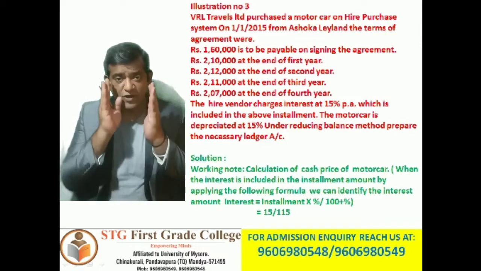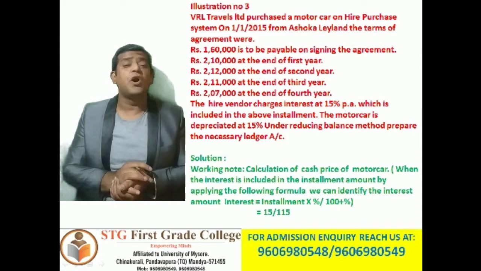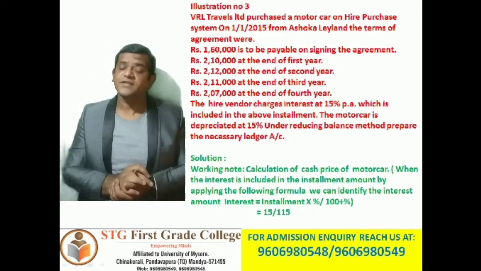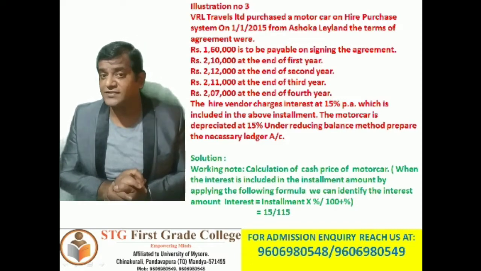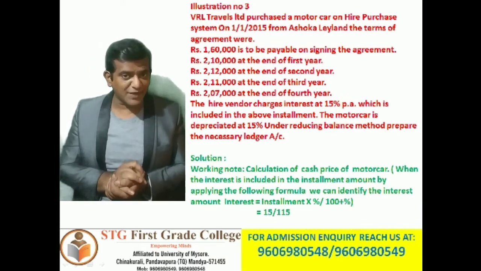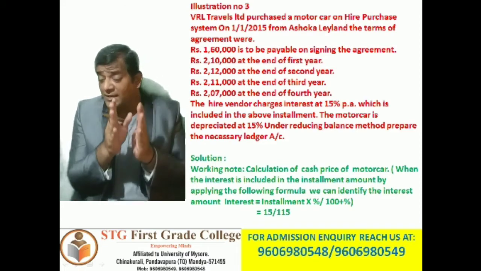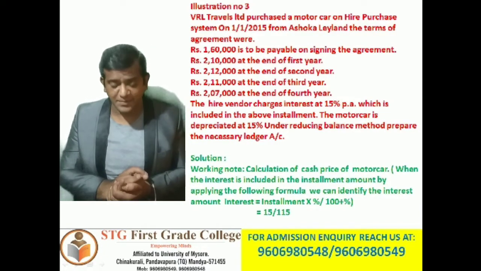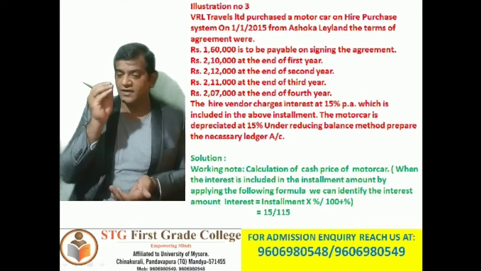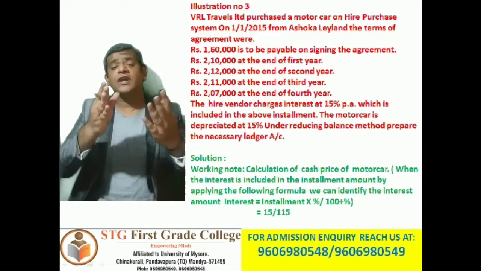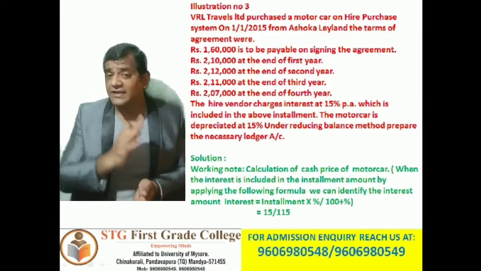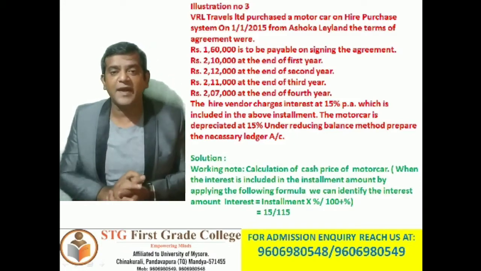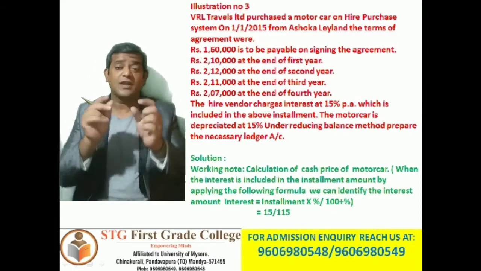By applying the following formula, we can identify the interest amount. The formula is interest equals installment into percentage divided by 100 plus percentage. You got the formula, right? So the formula is very simple. Interest equals installment amount into rate of interest divided by 100 plus rate of interest. Clear? Whatever interest percentage he has given has to be added. So here the rate of interest is 15%. Then apply the formula. Interest equals 15 divided by 100 plus 15, so that is 15 divided by 115. I believe you have understood what exactly the formula is.